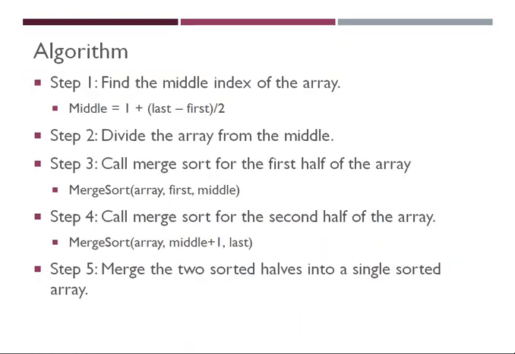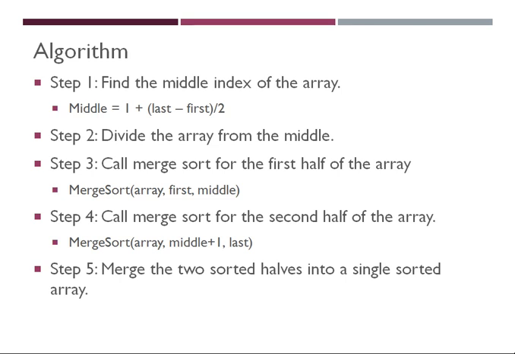Here are the algorithm steps. First step is to find the middle index of the array. Because we are dividing the input set of elements into equal halves, we first need to find the middle index of the array. For finding the middle index, we have a formula: middle equals 1 plus last minus first divided by 2.